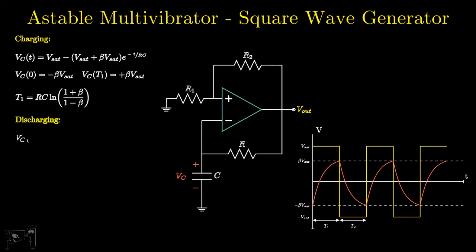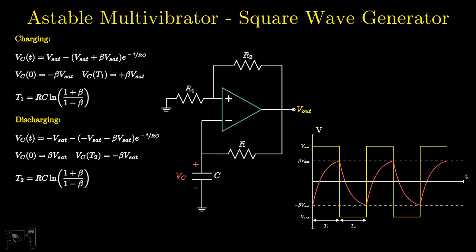Similarly, the discharging equation is this. The initial voltage across the capacitor in this case is VUT, that is beta Vsat, and the final voltage at time t2 is VLT, that is minus beta Vsat. Substituting and simplifying we get t2 equal to RC ln of (1 plus beta) upon (1 minus beta). Hence, the total time period T is t1 plus t2, that is, 2RC ln of (1 plus beta) upon (1 minus beta).